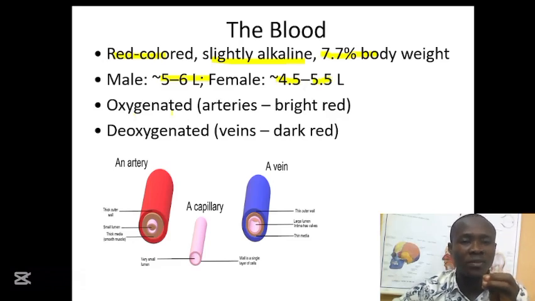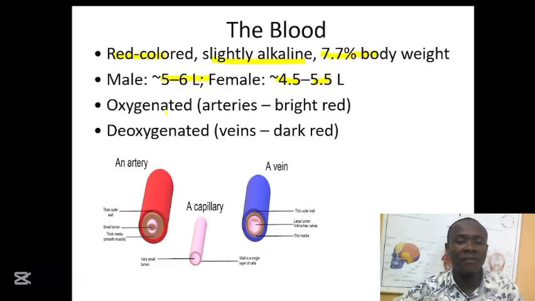For female, they have a normal range of 4.5 to 5.5 liters, slightly less than the one that we have in male. And blood, based on the amount of oxygen that they are having, we have oxygenated blood that is having a lot of oxygen in it, that is just coming from the lungs, not being used by the body tissues yet. That blood is being referred to as oxygenated blood, and they are being carried in the arteries, except the pulmonary artery. The pulmonary artery is carrying deoxygenated blood, and the oxygenated blood is bright red in color.